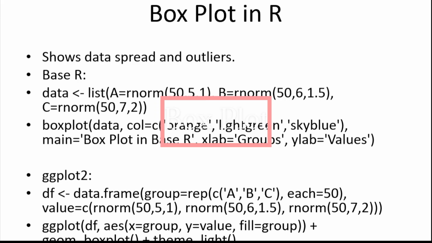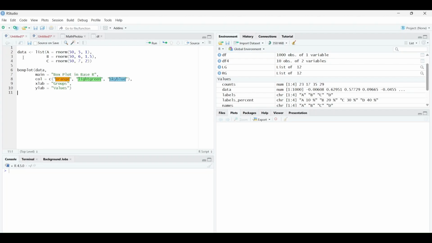Box plot. The box plot is one of the most informative visualizations for statistical comparison. In base R, we use the boxplot function with three groups, A, B, and C, each containing normally distributed random data. The colors make each box distinct, while axis labels describe the data. The horizontal line inside each box shows the median. The box itself covers the middle 50% of values, and dots outside the box represent outliers.